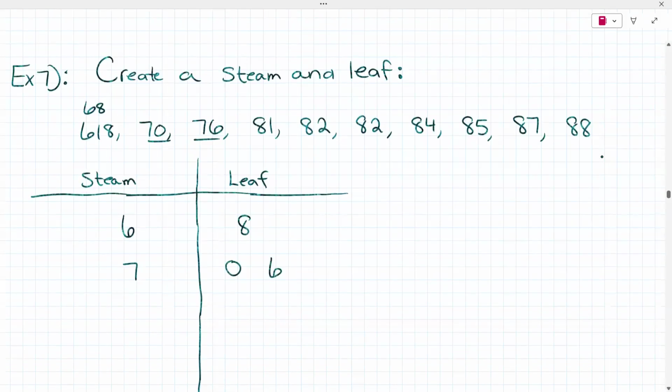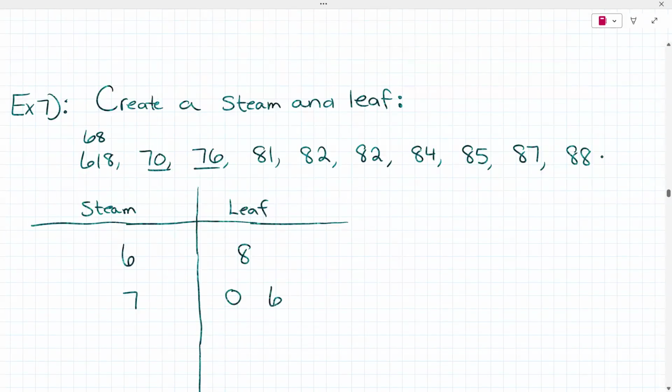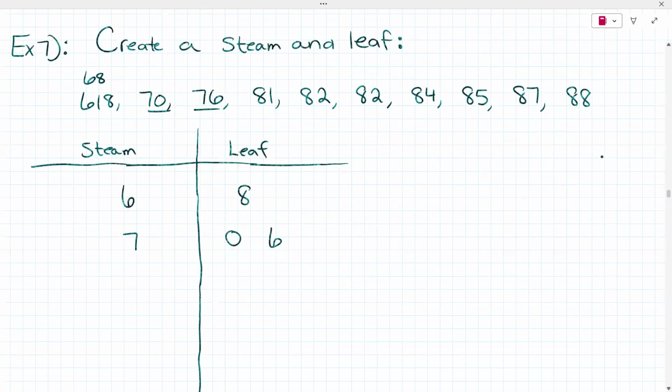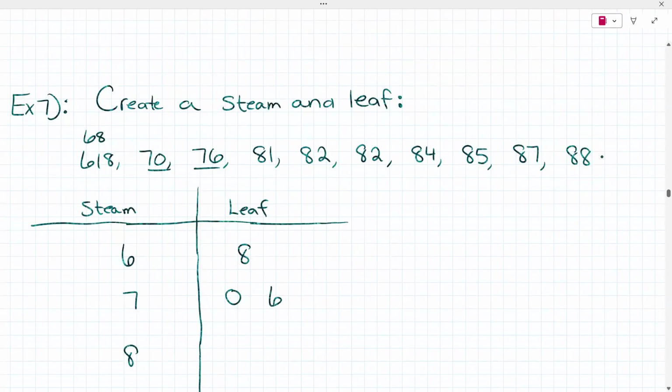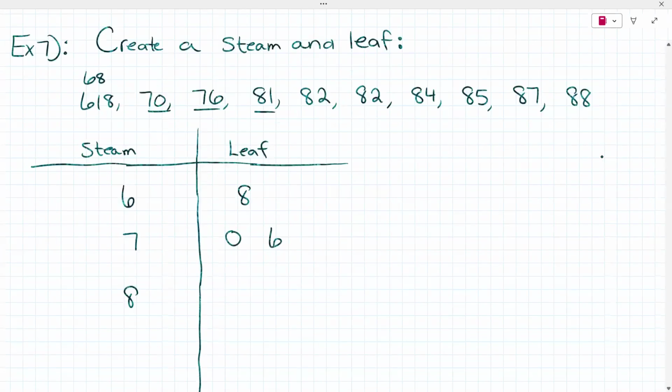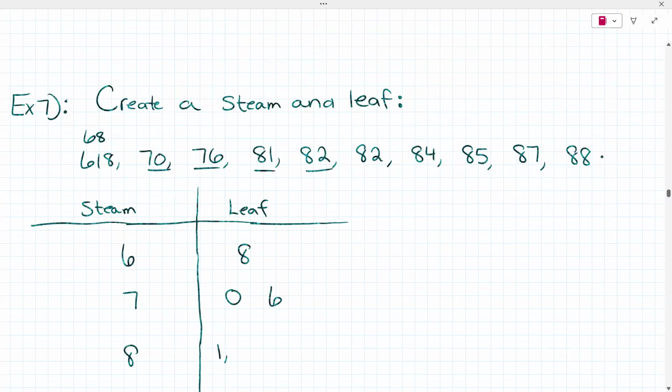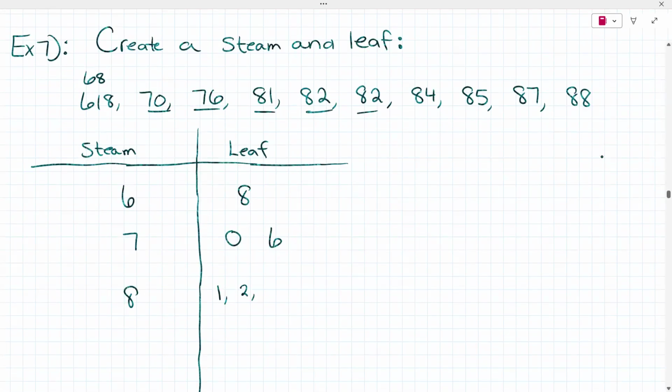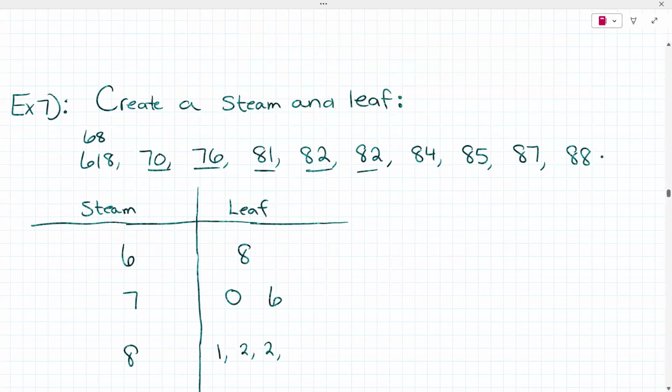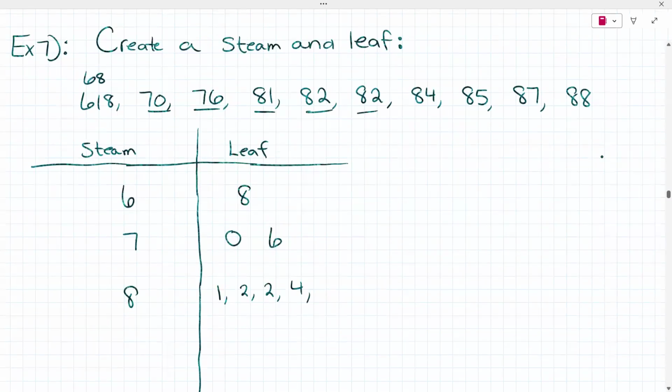Okay. And then we have 80s. We have quite a few 80s. We have 81, 82, 84. And 80s are in the tens. So we're going to put an 8 here. Oh, no, we have an 81, so you're going to put a 1. And then we have an 82 and 82. Just because it repeats, you still have to rewrite it. So we're going to put a leaf of 2, 2. And then 84. That'd be 4, 5, 7, and 8.